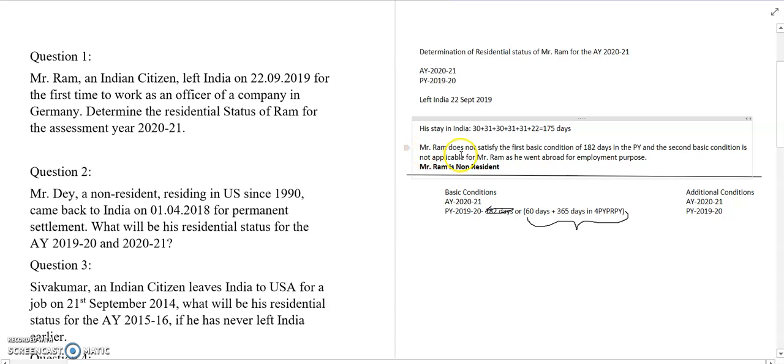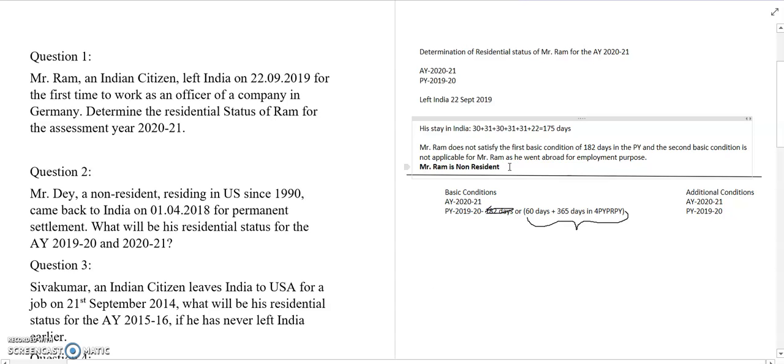So since Mr. Ram doesn't satisfy the first basic condition of 182 days in the previous year, and the second basic condition is not applicable for Mr. Ram as he went abroad for employment purpose, Mr. Ram turns out to be a non-resident. So this is your final answer. You have to underline your final answer. Mr. Ram is non-resident. So what is his residential status? Mr. Ram is non-resident for the assessment year 2021.